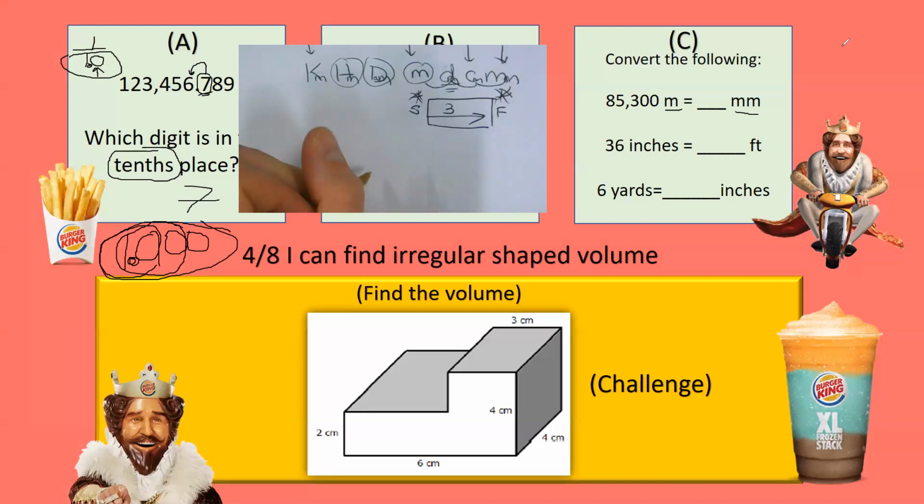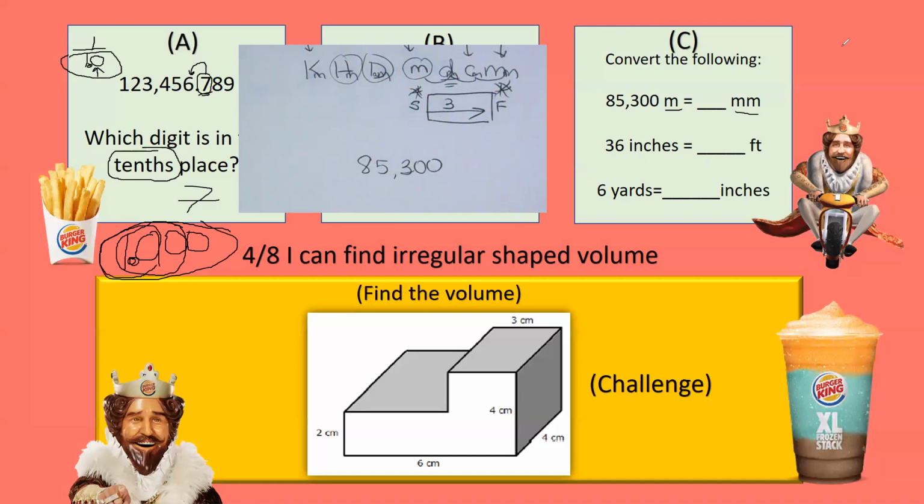Now I write down my number, and this was meters. And remember, a meter stick is like half of a door, and we're turning it into millimeters. And millimeters are like a tenth of your fingernail. That's how small it is. Or the side of a dime. That's how small it is. So this number is going to get a lot bigger, right?